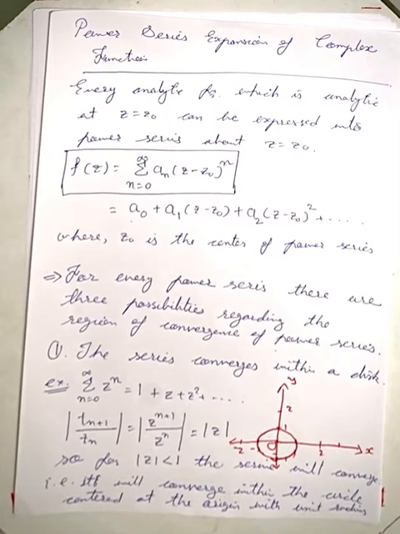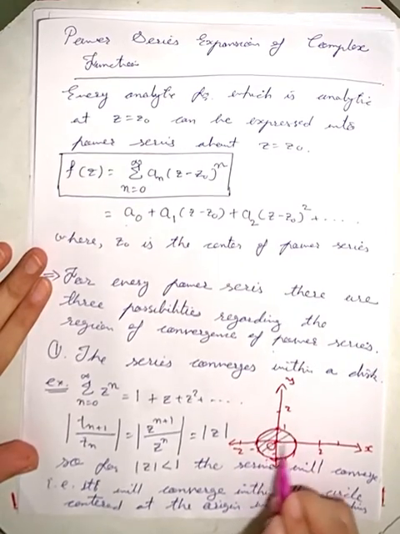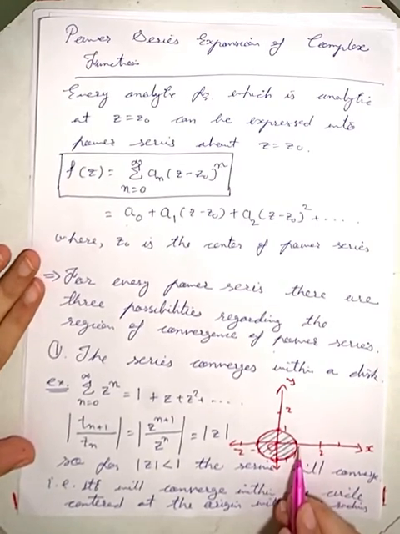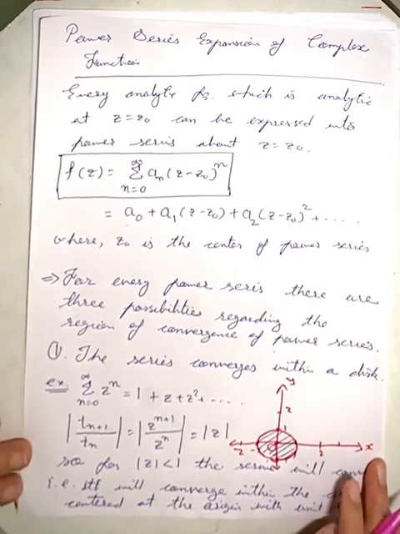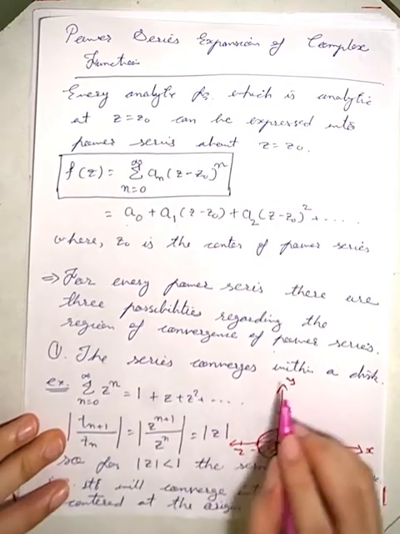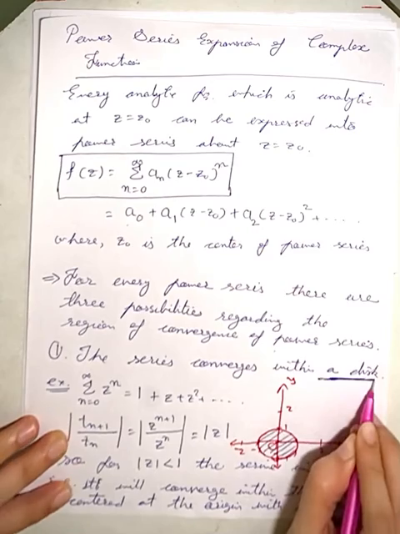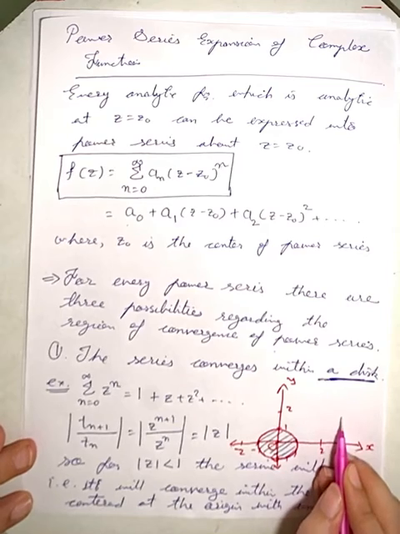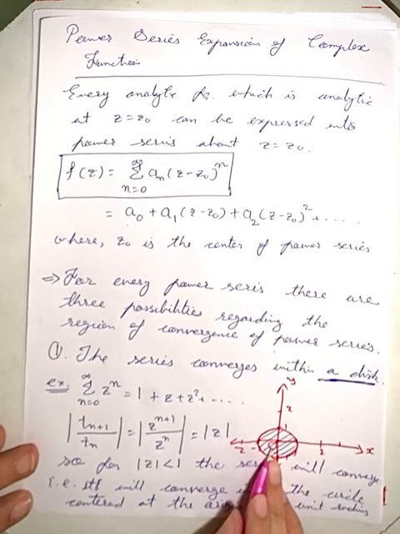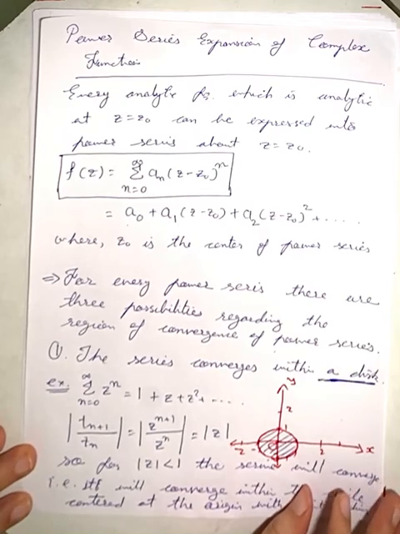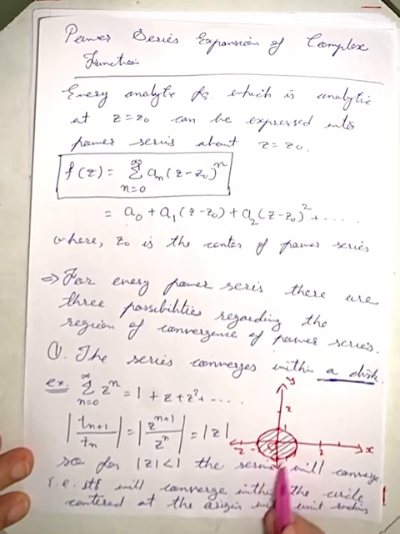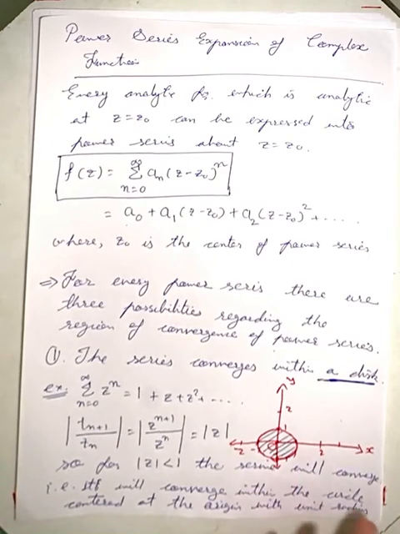And the region of convergence is within the disk. That means the series will converge in this radius, in this region. So this type of convergence is called the series converges within a disk. There are some series which will converge only within the disk and not outside. This is the first kind of series, which converges within the disk, and in this case the radius is 1, so it will converge within this particular circle. So there are some series like this.